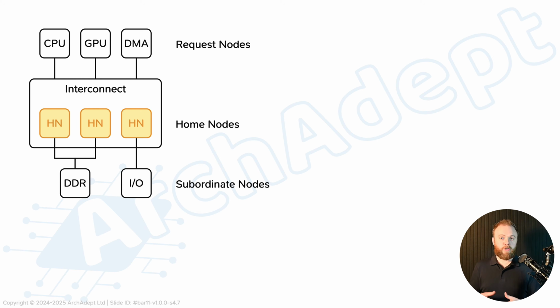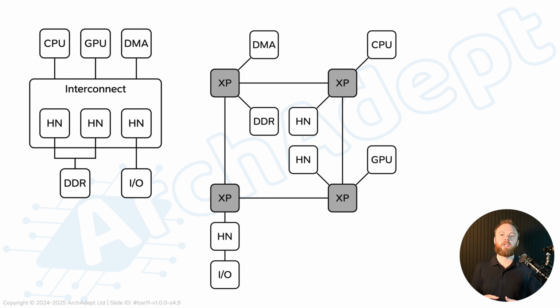Now, what these home nodes actually do is serve as the single point of serialization for all transactions targeting their assigned address range, meaning they are responsible for establishing order between those transactions. To understand what I mean by that, it's worth us digging a little bit deeper into the actual underlying structure of the interconnect. You see, this diagram as you see it here is really more of a high-level or abstract view of the interconnect. And in reality, if we were to dig a little bit deeper, then we'd see that the interconnect often takes on a sort of mesh-like structure, as you see here.